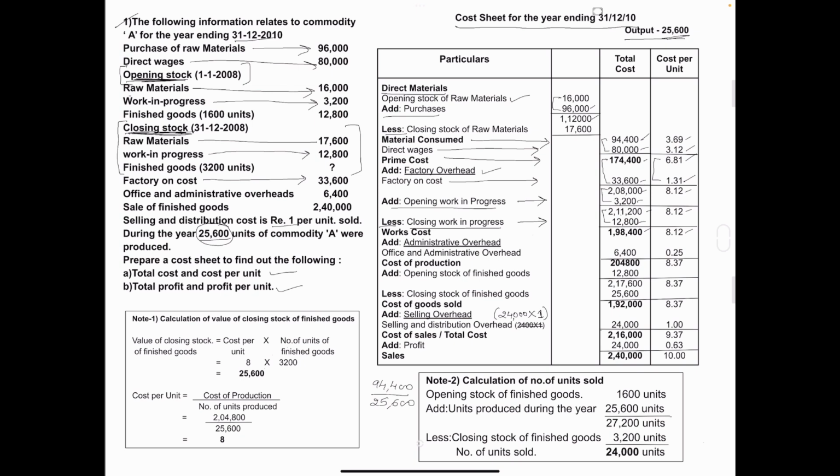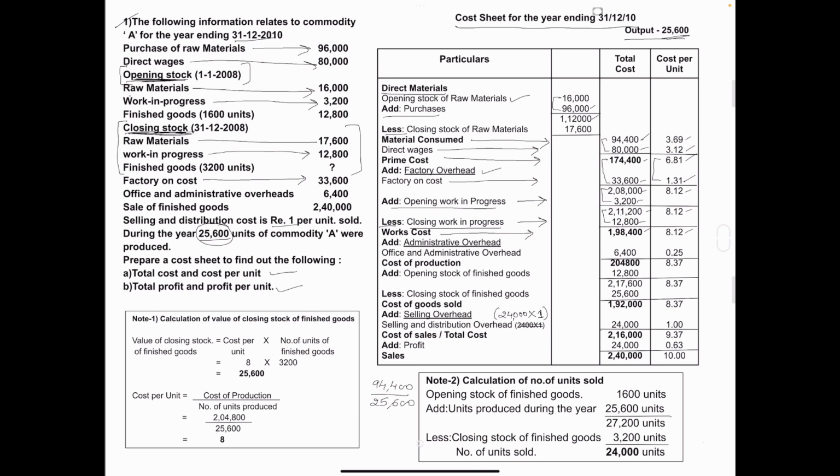So we have got 1,98,400 from 2,11,200 minus 12,800. The final amount is 1,98,400, and this is called works cost. Second important part. It is called works cost.